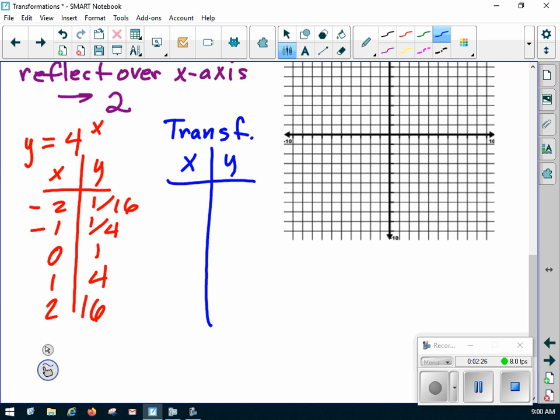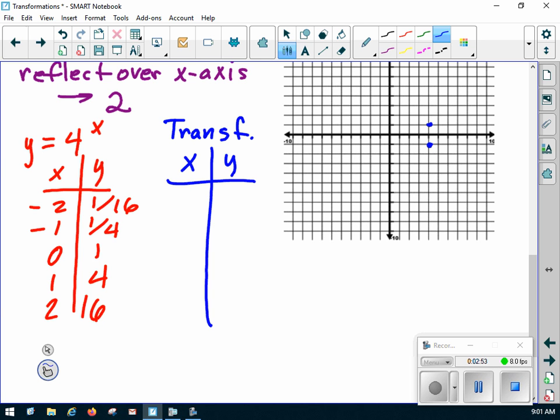Now, what does reflect over the x-axis do? Now look, if I had a point right here and I reflected it here. Flip the sign of the y. Yep. Now, right 2. What do you do if you're moving right 2?